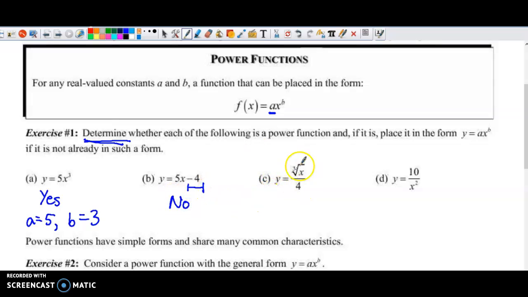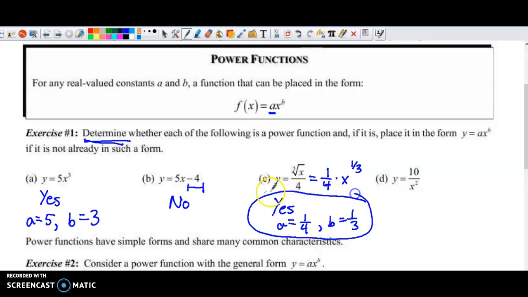But on the next one, we could rewrite this a couple of different ways. Like I can move, instead of dividing by 4, multiply by 1/4, and rewrite the cube root as to the 1/3 power. So as far as committing to an answer, I'll say yes with the a value of 1/4 and the b value of 1/3. So care more about the ones that are yes.